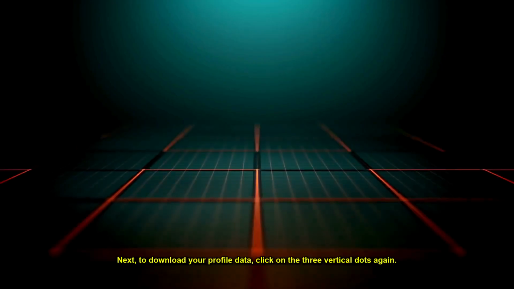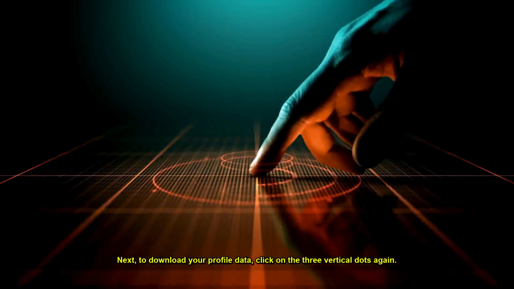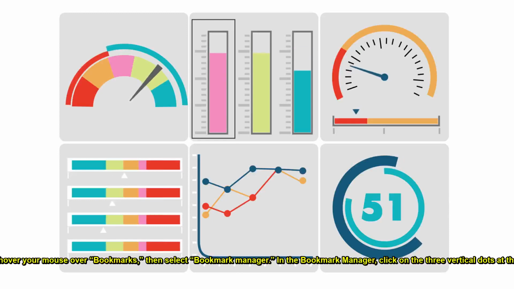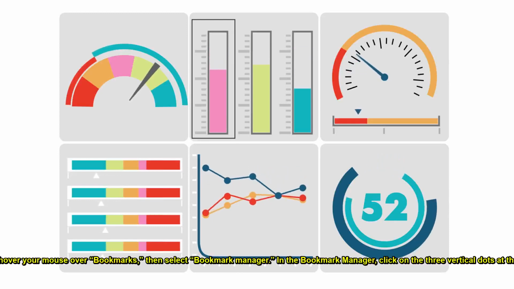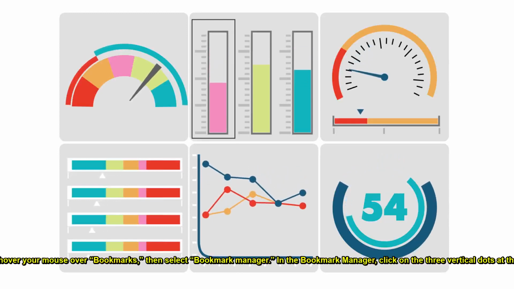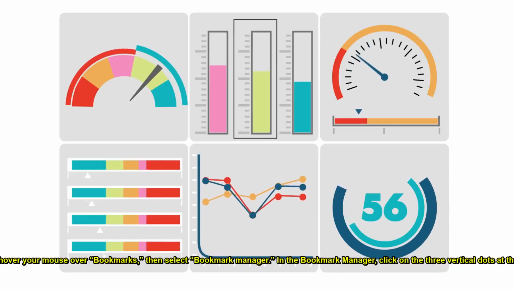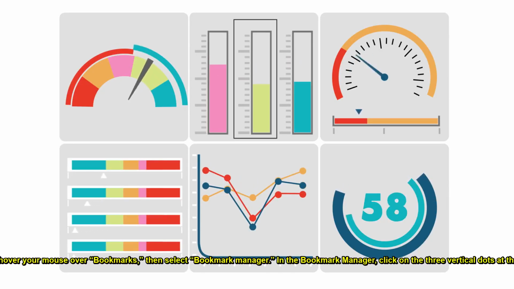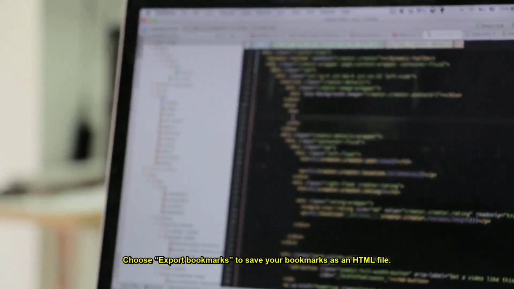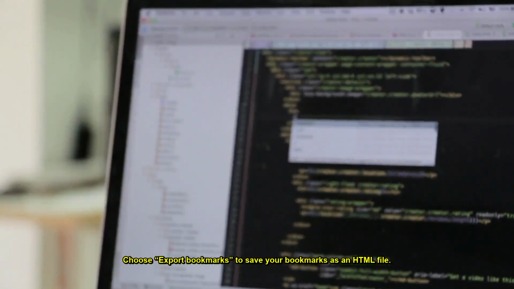Next, to download your profile data, click on the three vertical dots again. This time, hover your mouse over Bookmarks, then select Bookmark Manager. In the Bookmark Manager, click on the three vertical dots at the top right. Choose Export Bookmarks to save your bookmarks as an HTML file.